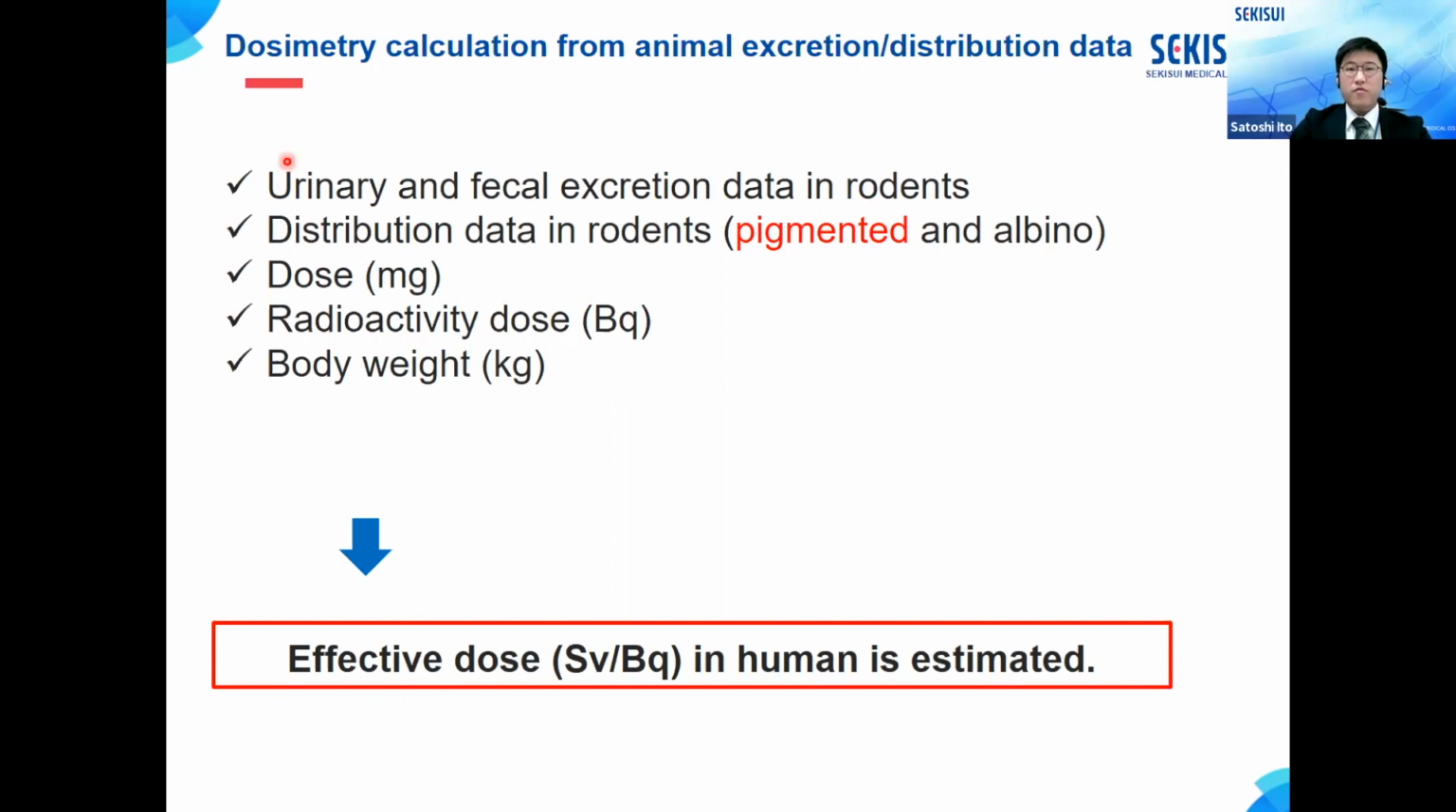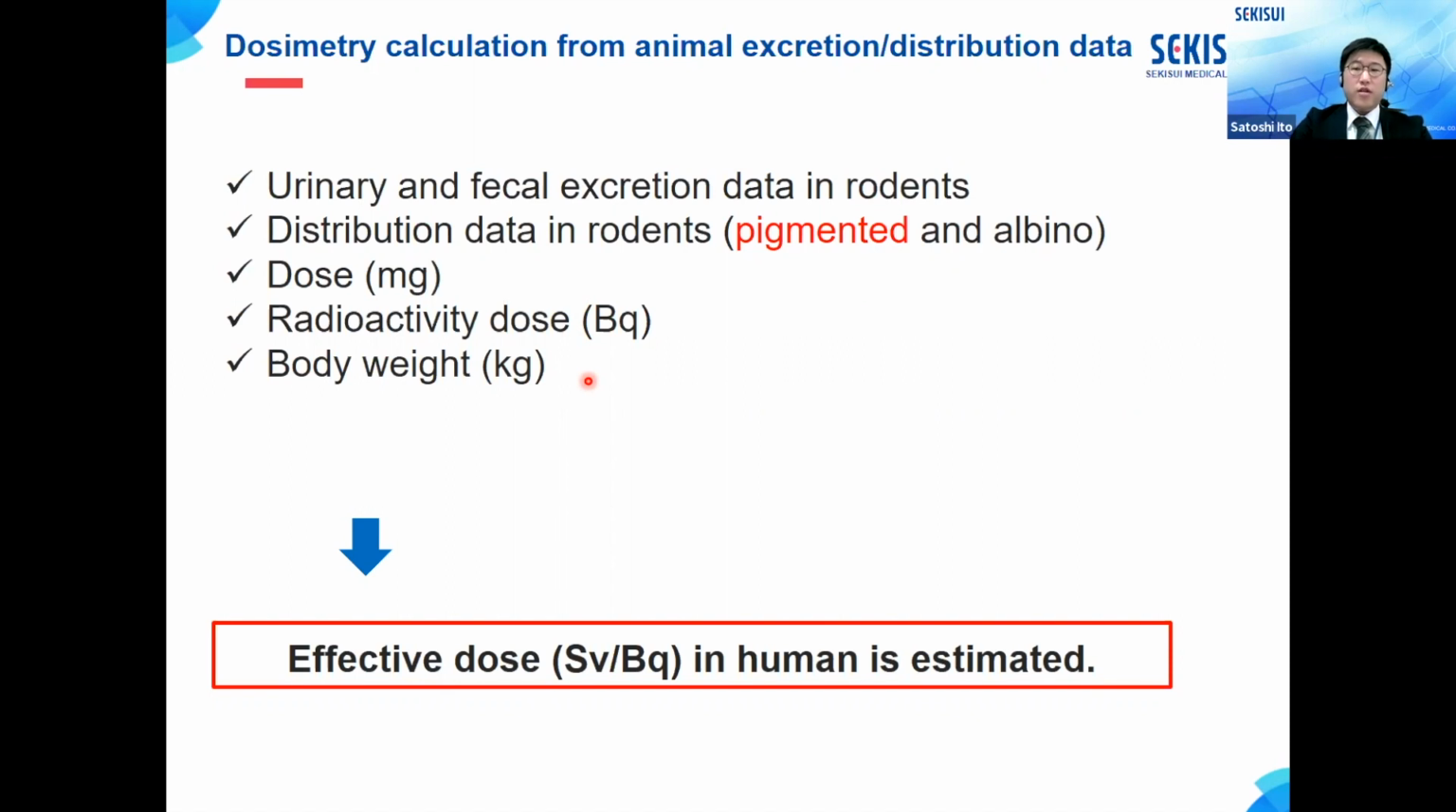Using the urinary and fecal excretion rate data and the distribution study data, the dosimetry for the human mass balance study can be calculated. One point to note here is that the distribution result requires the data from pigmented rats. Data from pigmented rats are necessary to confirm residual melanin. The effective dose is calculated using the radioactivity dose and animal body weight according to these data.